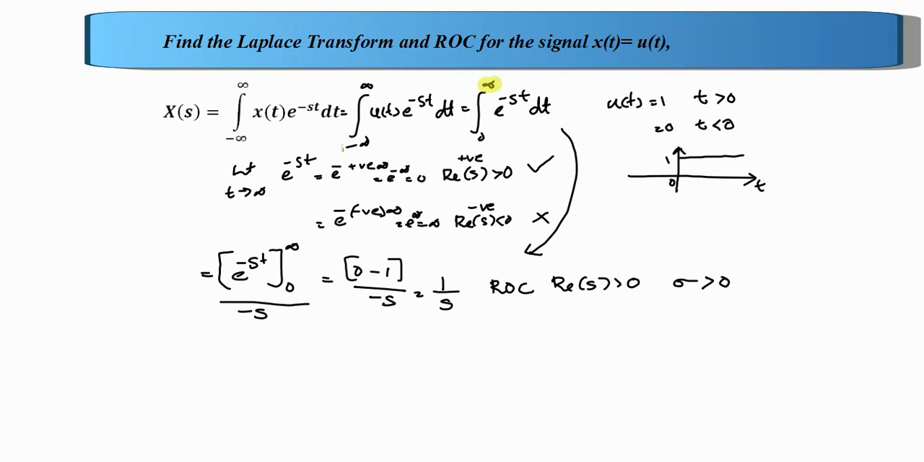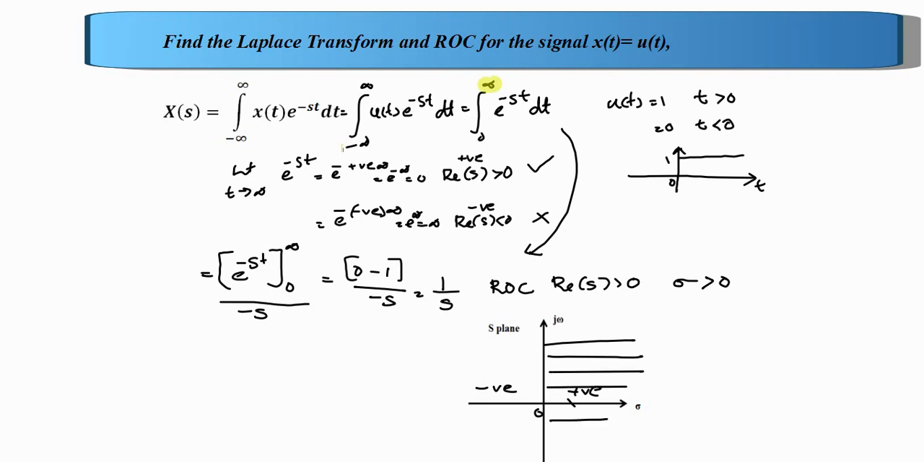When you take the S plane and analyze this particular case, you can see that this side is positive, sigma is positive on this side and sigma is negative on this side, so this is the 0 reference. Here sigma is greater than 0, meaning towards the right. So this is the ROC: the right side of the j omega axis.